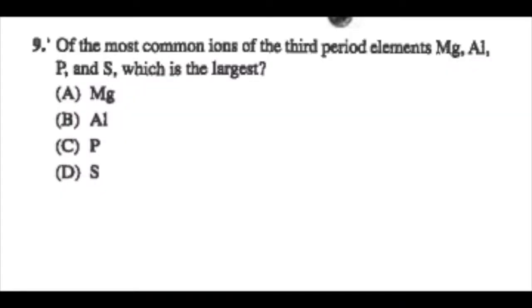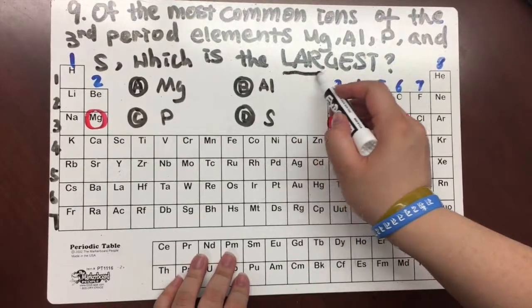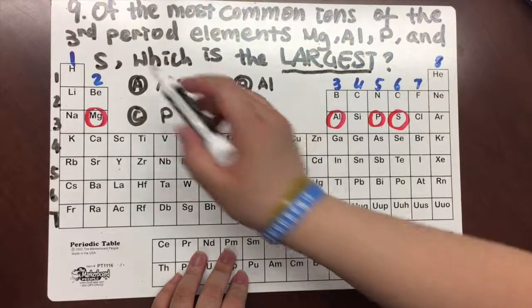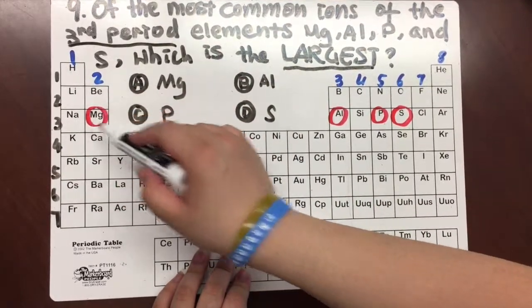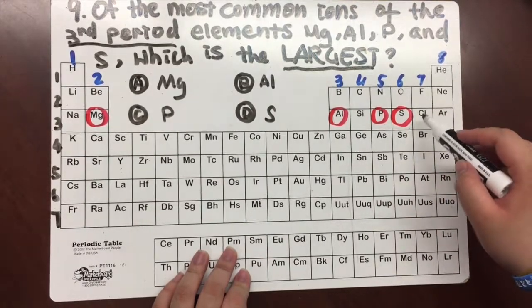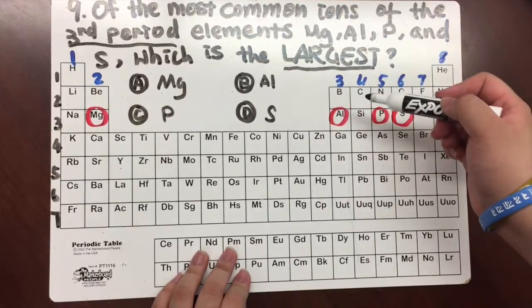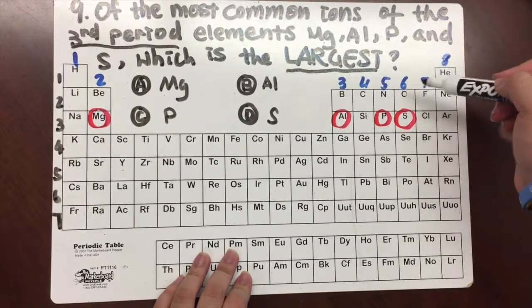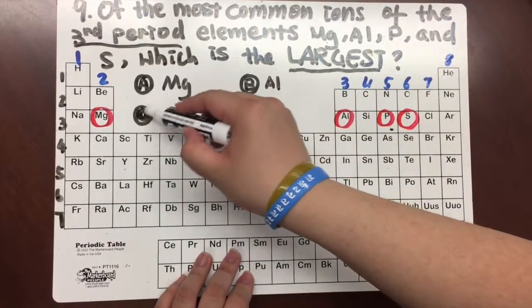Of the most common ions of the third period elements Mg, Al, P, and S, which is the largest? In order to find out the largest ion, we first need to note their properties. Mg and Al are metals which will lose electrons during the reaction. P and S are nonmetals which will attract electrons. And we know that atomic radius will decrease from left to right, so the answer will be C.